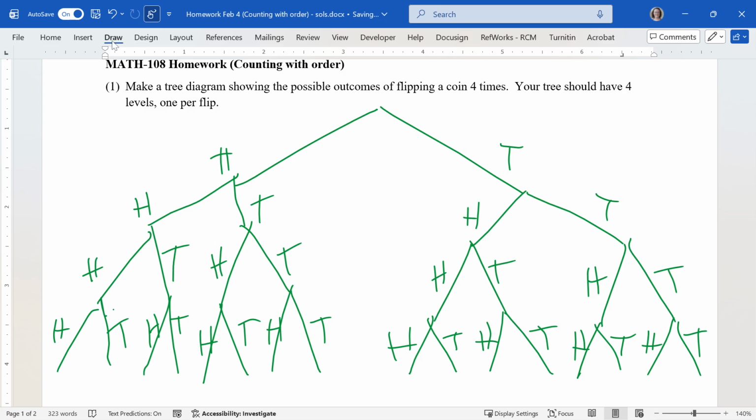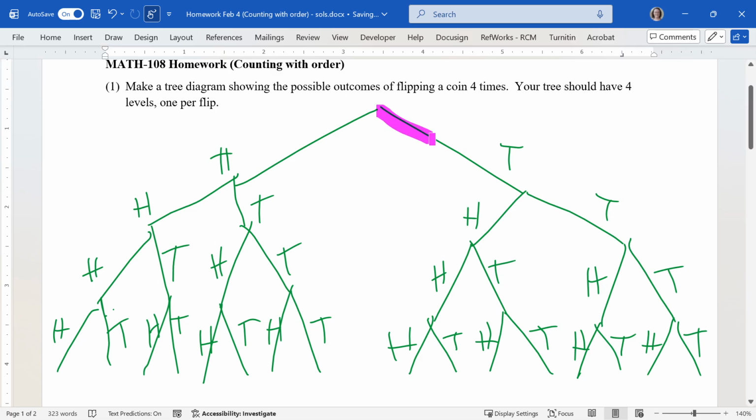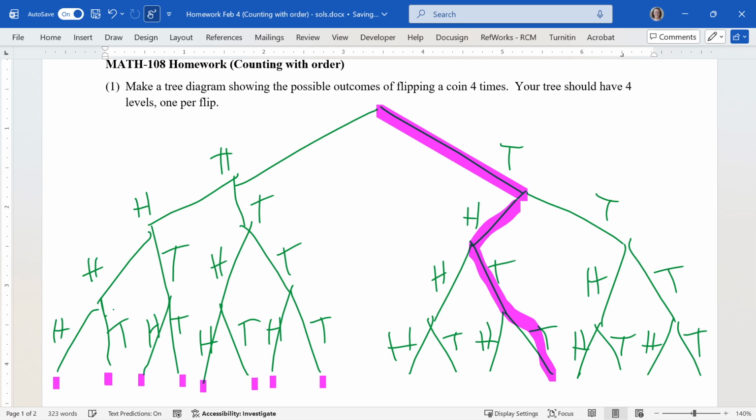So for example, let me see if I can do this with a highlighter. If I follow this branch, tails, and then heads, and then tails, and then tails, that's one possibility for flipping 4 coins. And then the point is that you have 1, 2, 3, 4, 5, 6, 7, 8, 9, 10, 11, 12, 13, 14, 15, 16 total endings to this tree here. So there's 16 different possible outcomes.